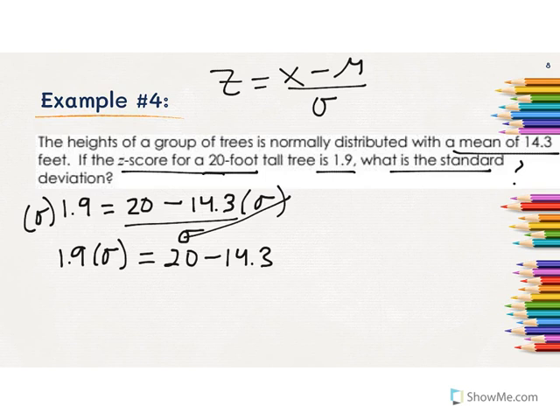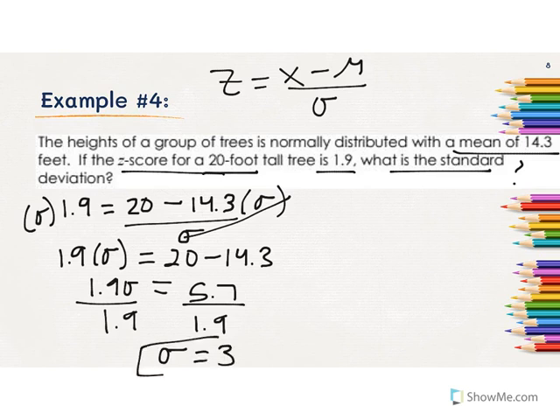You can go ahead and subtract that if you want. When you have 20 minus 14.3, you end up getting 5.7. And we still have this 1.9 times sigma over here. In order to get our standard deviation by itself, we need to divide by that 1.9. In our calculators, we see that 5.7 divided by 1.9 gives us a standard deviation of 3.